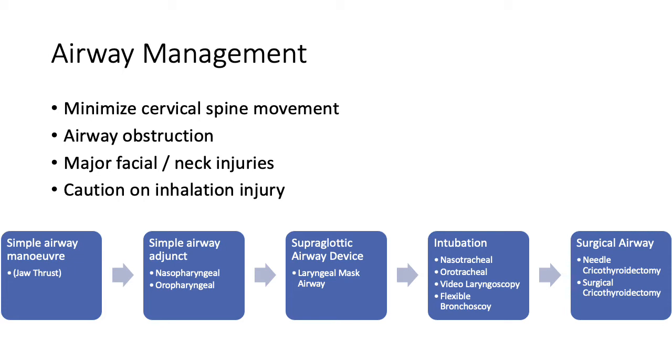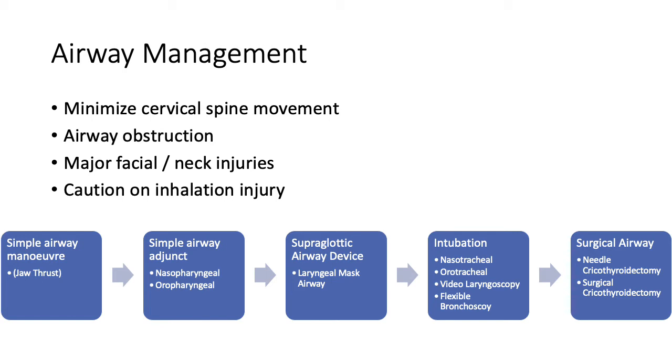Supraglottic airway devices such as a laryngeal mask airway allow ventilation without visualizing the airway and do not require the patient to be paralyzed during insertion. However, the disadvantage is it's a less stable airway and does not protect the airway. Any patient with a GCS less than or equal to 8 would need intubation, and any attempt at intubation should always have a backup plan of an emergent surgical airway.